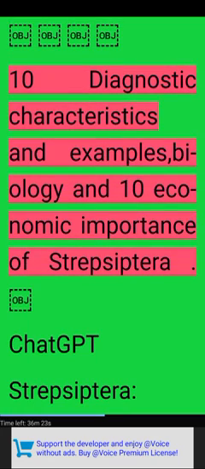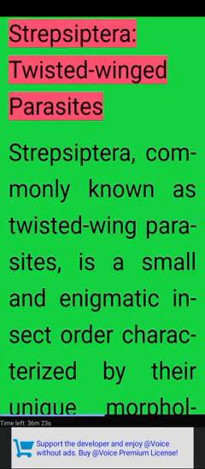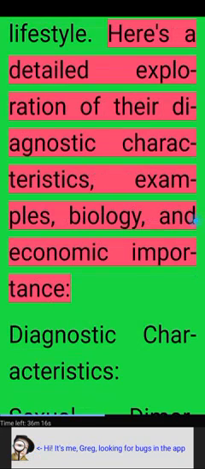10 diagnostic characteristics and examples, biology, and 10 economic importance of Strepsiptera. ChatGPT. Strepsiptera, twisted-wing parasites. Strepsiptera, commonly known as twisted-wing parasites, is a small and enigmatic insect order characterized by their unique morphology and parasitic lifestyle. Here's a detailed exploration of their diagnostic characteristics, examples, biology, and economic importance.